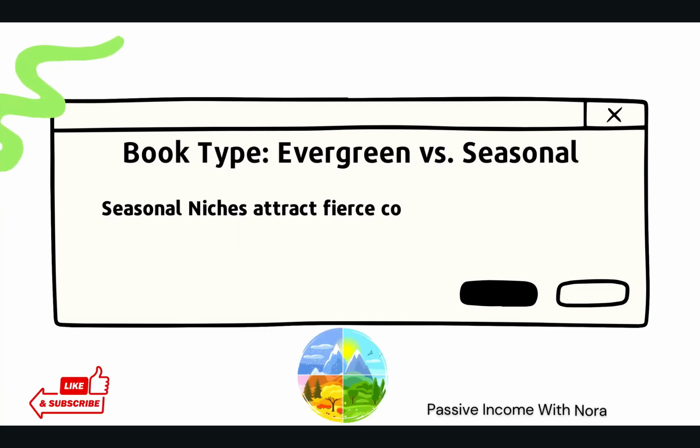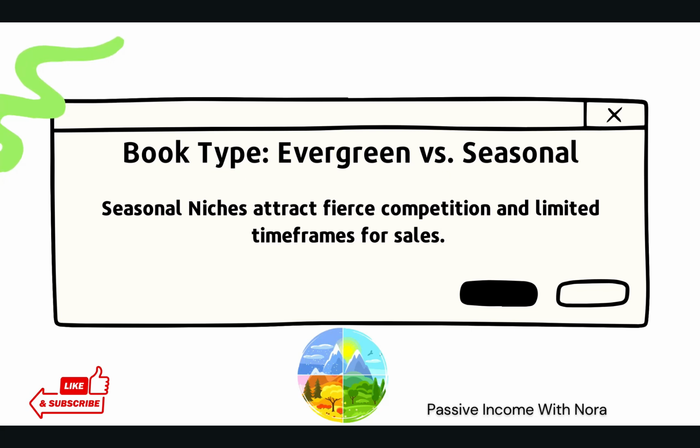The second thing I want you to know, if you're not getting enough Amazon KDP sales, is about book type, evergreen versus seasonal. So regarding the book types, there's also an important choice. Is your book an evergreen book on an evergreen topic, or is it on a seasonal topic? So you've got the holiday and seasonal niches. These can be highly profitable, but they're seasonal. They often attract a massive amount of competition and also limited time frames for sale.